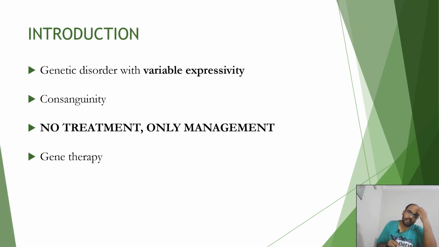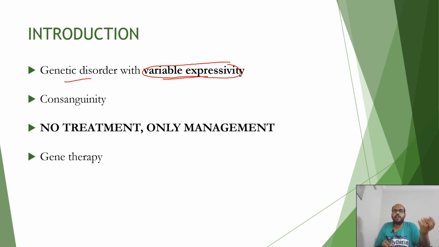So epidermolysis bullosa is a genetic disorder. It's a genetic disorder with variable expressivity. What do we mean by variable expressivity? That means a single gene mutation can be expressed in different gradations, different intensity. A person with keratin 5 mutation can have a certain intensity of disease, while another individual with the same mutation can have a different expressivity or different intensity of disease. So because of this variable expressivity, the management has to be tailored from patient to patient. Okay, it is a patient specific management.